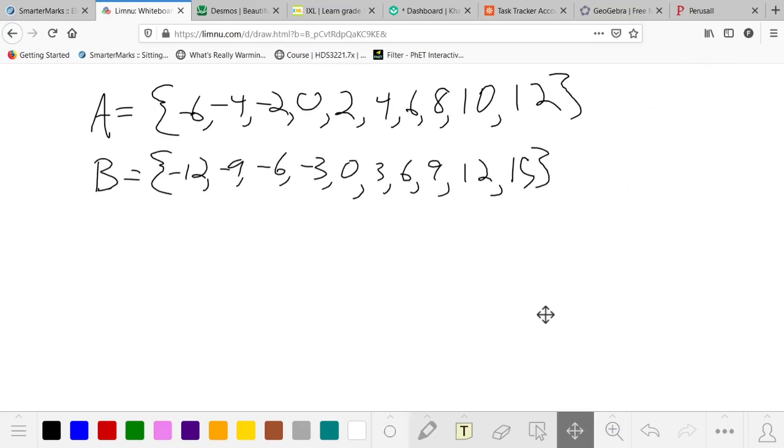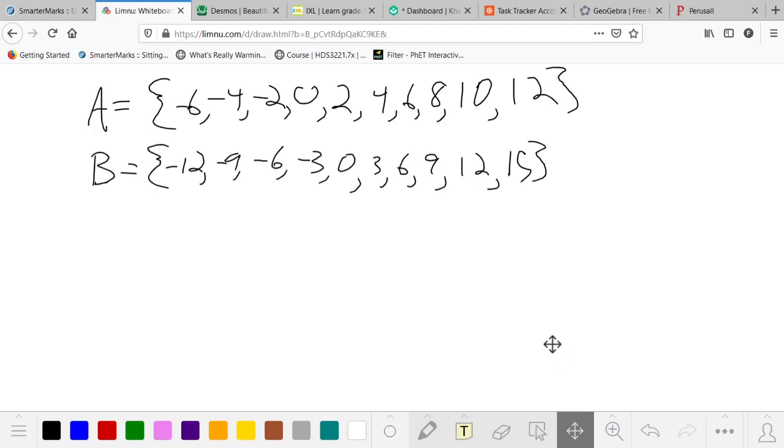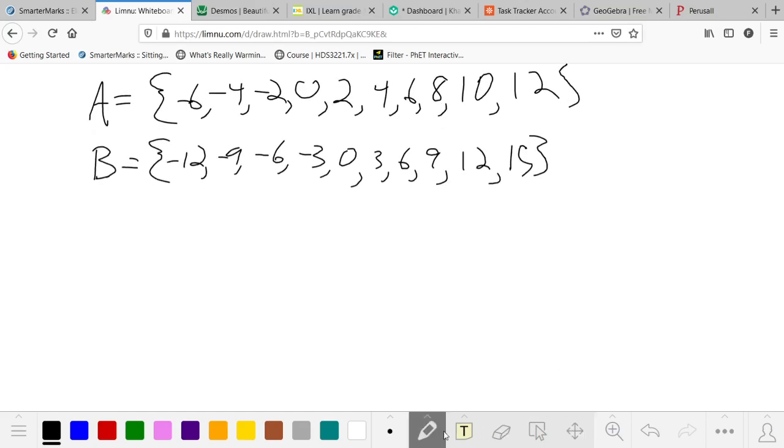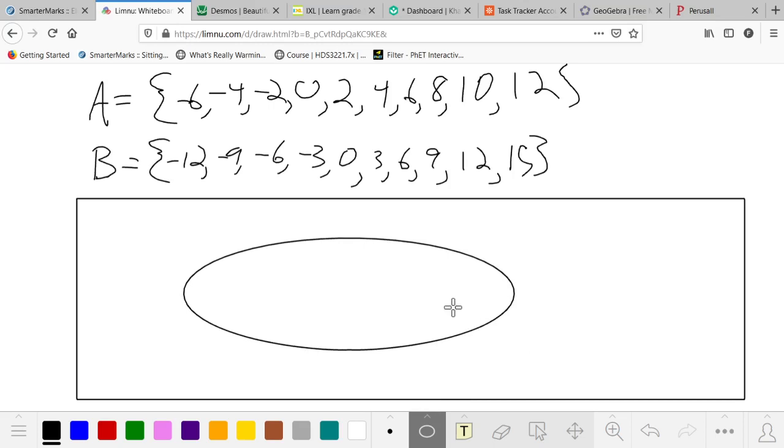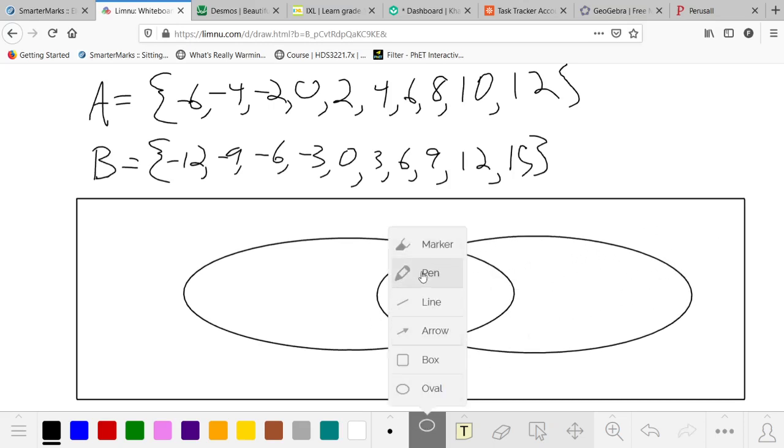So now we're going to draw our Venn diagram with these two sets. Try to squeeze them in here. I'm going to make some pretty wide ellipses to get them all to fit. And we're only interested in what's in these two sets.